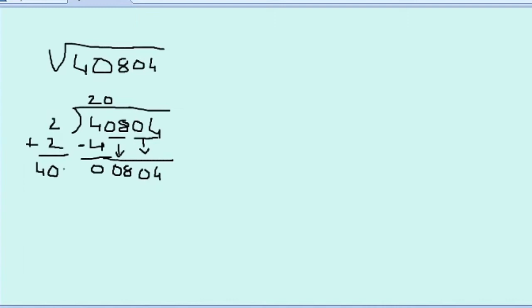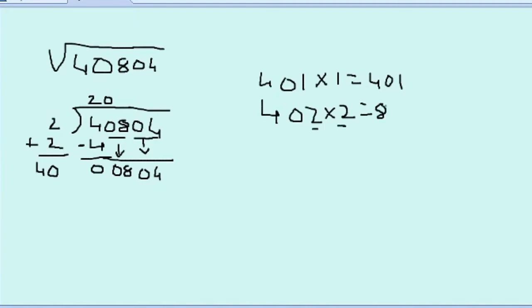Now next I have to write the number after 40. So if I write 40, after that I write 1. So I have to multiply it with 1. 401 into 1 is 401. Then next number I can try, which is smaller than 804. 402 into 2. When I am writing 2 here, I have to multiply it with 2. So this becomes 402 into 2 is 804, which is equivalent to this.